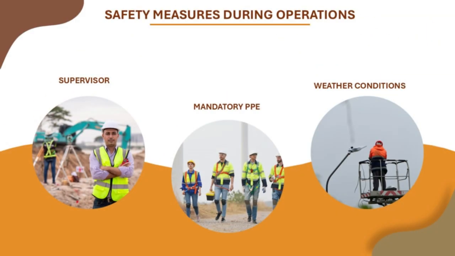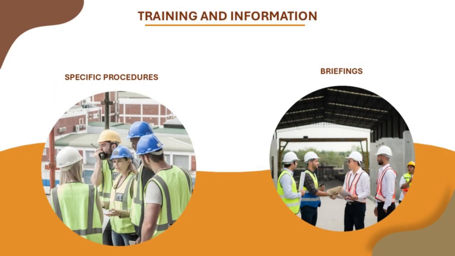Safety measures during operations. All activities must be supervised by a supervisor to ensure compliance with safety regulations. The workers involved must be equipped with mandatory PPE, including helmets, gloves, safety shoes, and fall arrest harnesses if necessary. Operations must be suspended in the event of adverse weather conditions, e.g. strong winds, heavy rain.